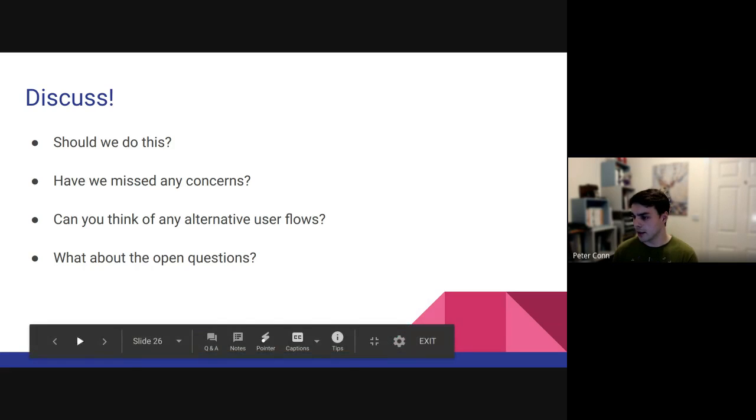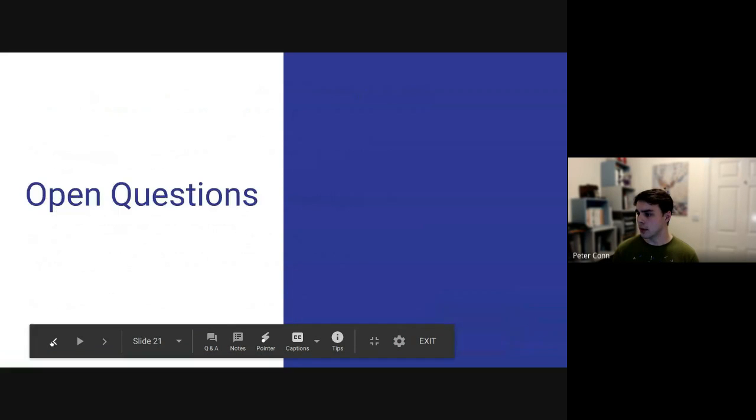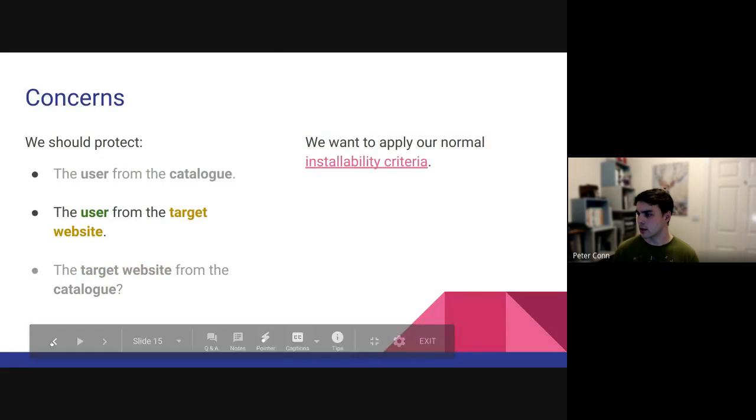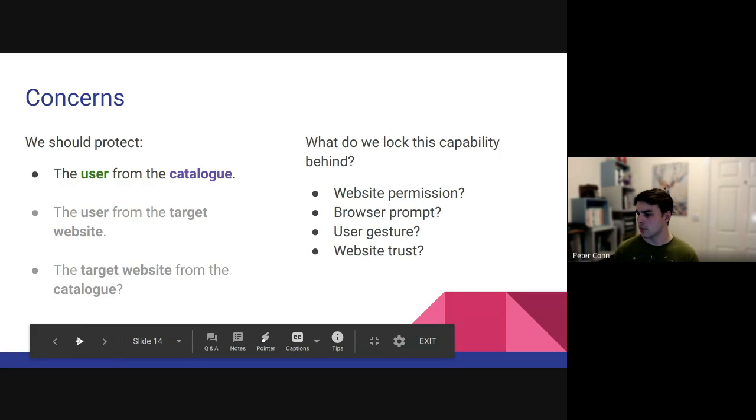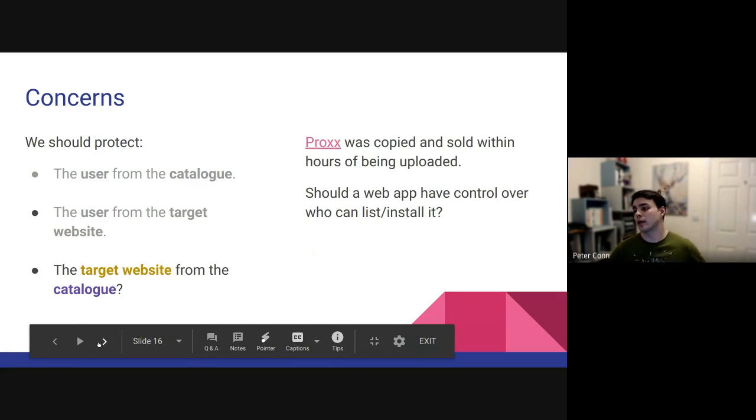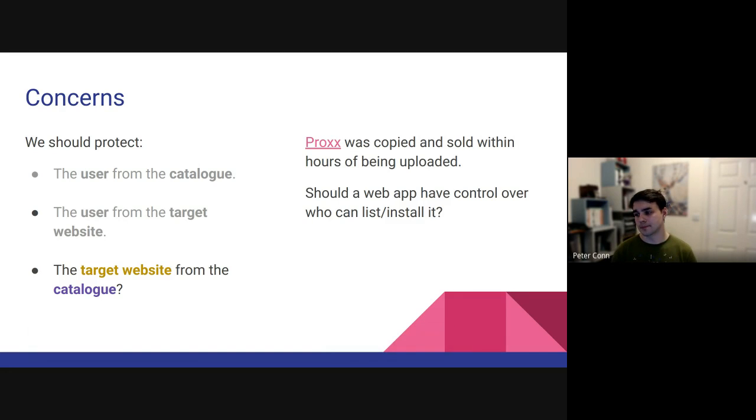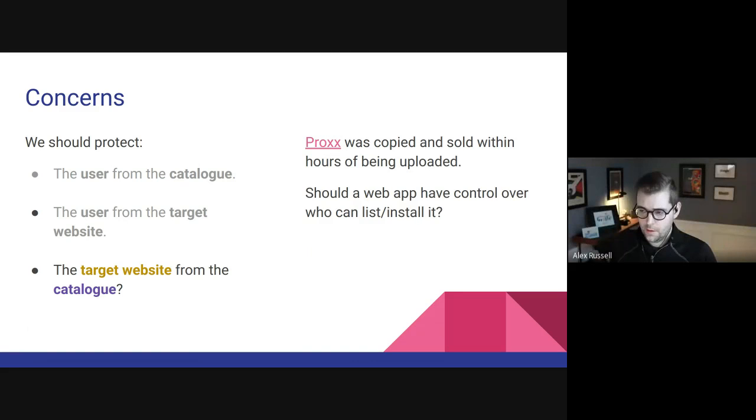I do have a little bit about this. Protecting the target website from the catalog. Yeah, so procs was copied and uploaded. And we don't want people to charge essentially for access to your website, which is freely available otherwise. Does this argue for try before you buy mode as the primary way to surface these?